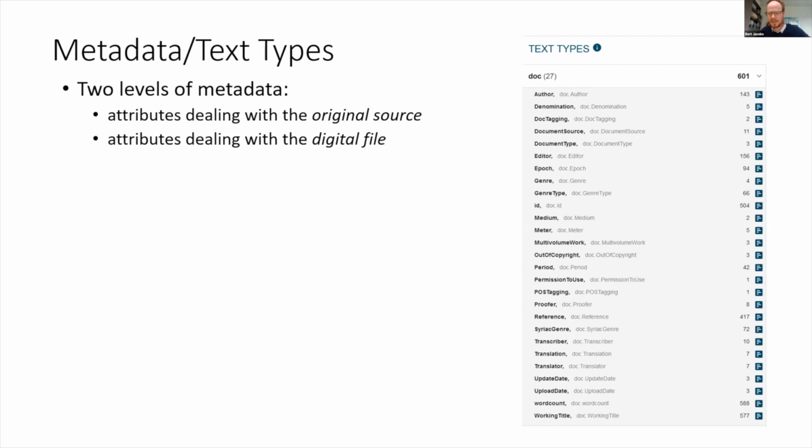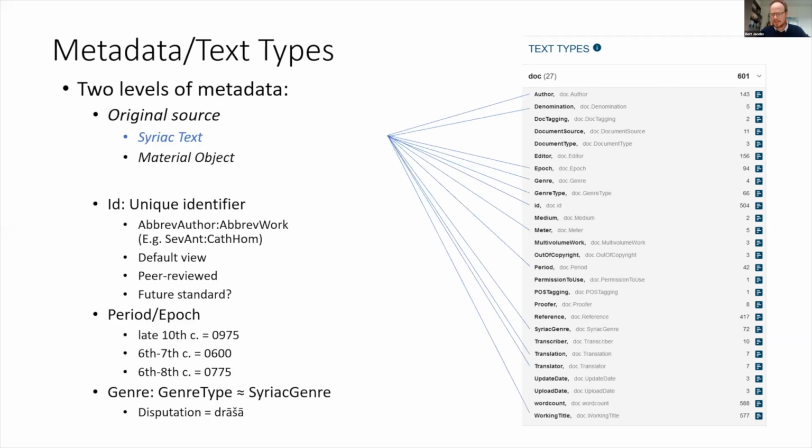As I said, you have an alphabetical list, but if we take a closer look at it, you see that there are basically two levels of metadata. We have attributes dealing with the original source, in our case, mostly printed Syriac text editions, and we have attributes dealing with the digital file that has mostly been created through OCR. At the level of the original source, we can further distinguish between two levels. We have the attributes that deal with the Syriac texts. These are the elements that will be most important to our searches.